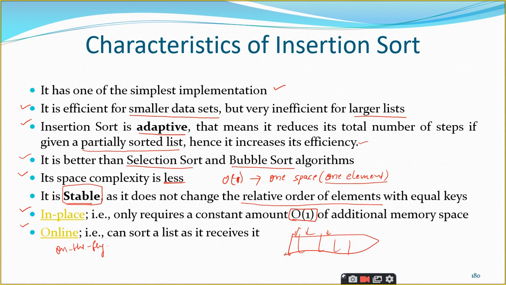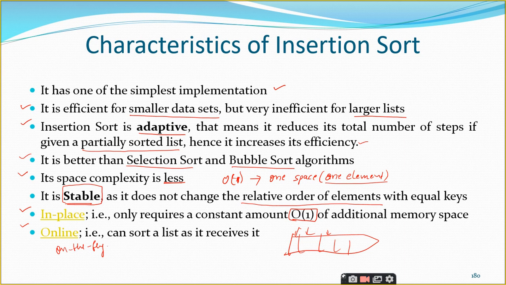Because of these characteristics, we can say that the insertion sort is better than the selection sort and bubble sort. It is not the best, it is better than the selection and bubble sort. So, let us see the properties again. Very simplest algorithm to implement, works very efficiently on smaller data sets, it is adaptive, and space complexity is very less, stable, online, in place, all these are the characteristics.